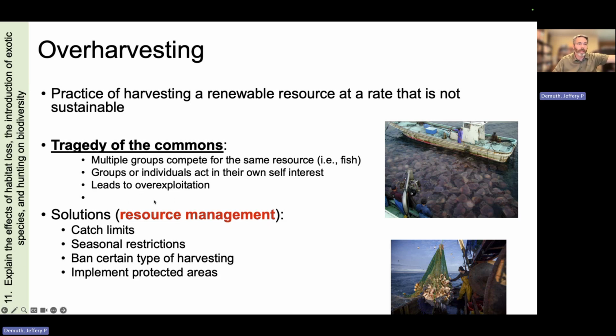The problem with resource management is that it's not always easy to enforce. So you can impose catch limits, you can put seasonal restrictions on it, you can ban certain types of harvesting, so certain types of netting or trapping, and you can implement protected areas where people just can't fish. So there are nurseries where fish go to breed. If you make those off limits to fishing, it at least gives those fish a better chance to be sustainable.